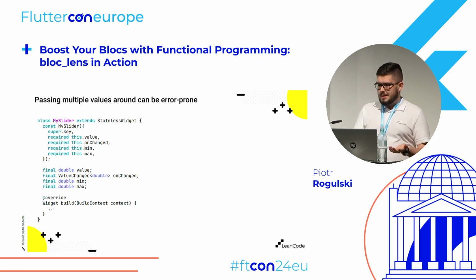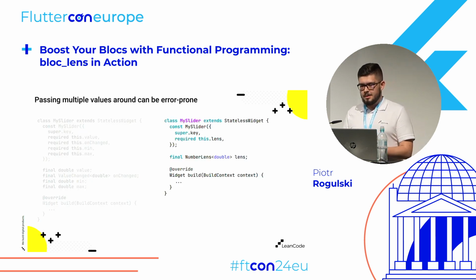So the bloc lens library solves that by combining all those values in one unified object. I call it number lens, that manages some kind of value. We don't really have to know where it's coming from, but it's an object that allows you to get the current value. It allows you to set the new value, and it can also have additional properties. For example, the bounds, so minimum, maximum value, and as well the step if you want to change the granularity of those changes.